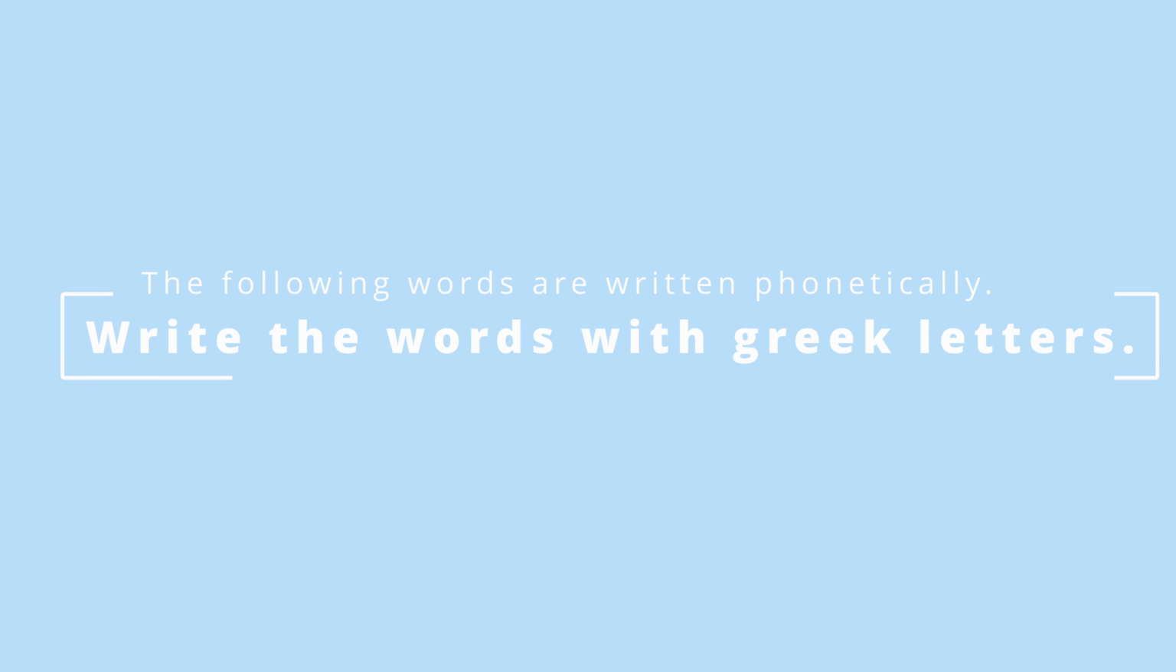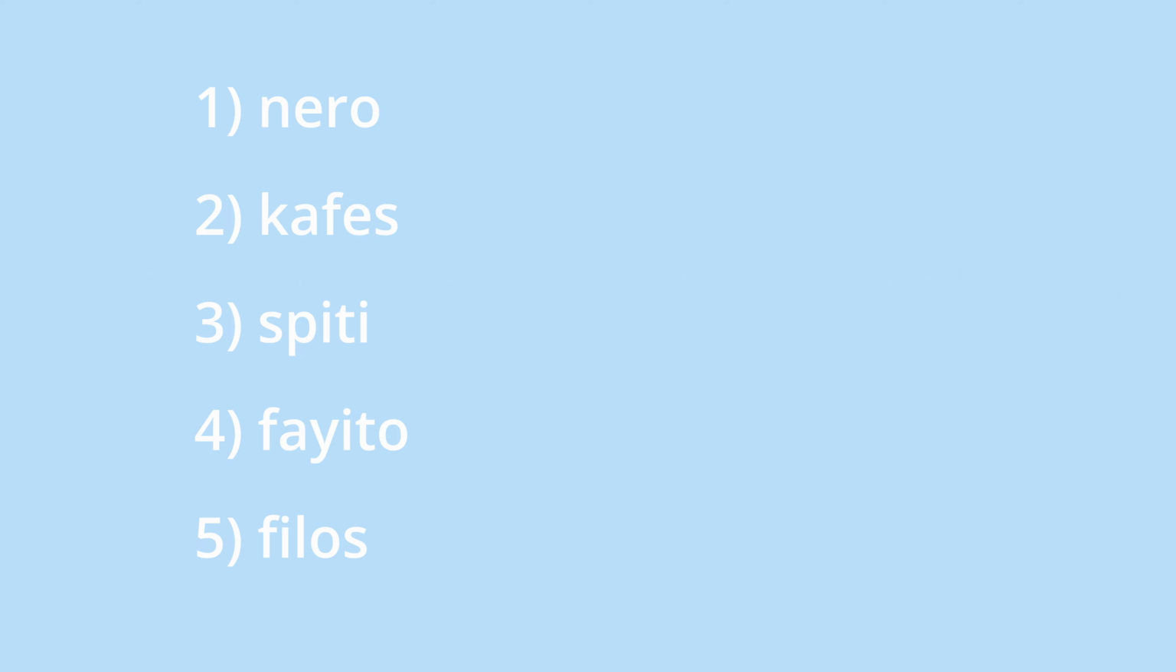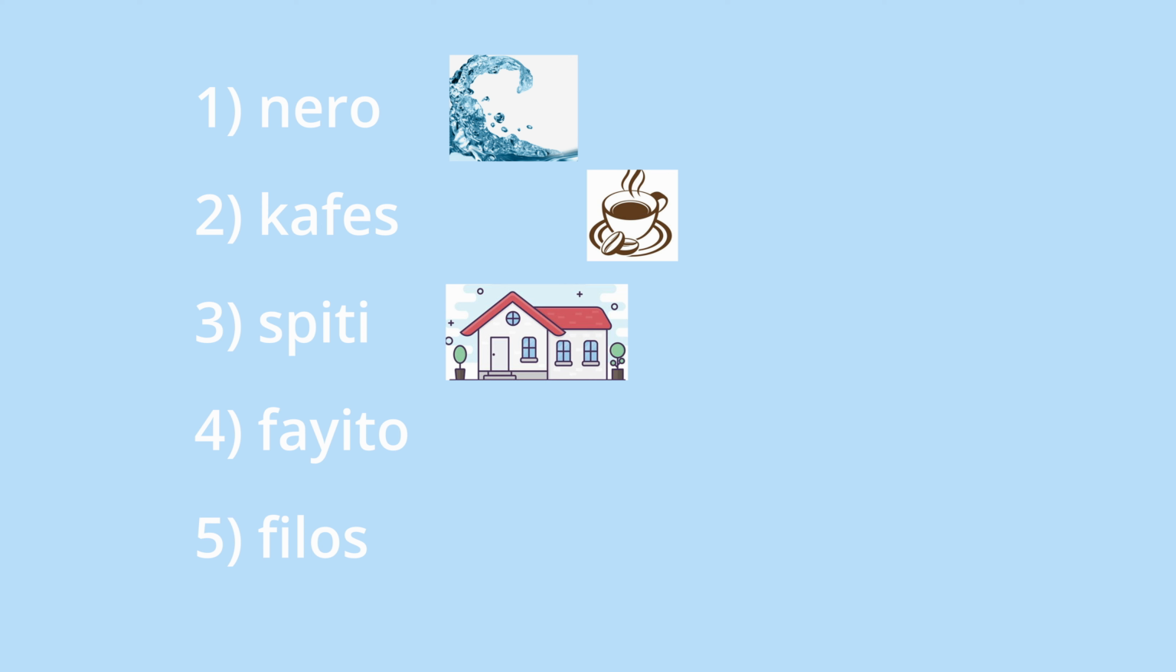Let's see our exercise. The following words are written phonetically, so you have to write them in Greek letters. I'll read the words once and then take your time to write them with Greek letters. Nero, water. Καφές, coffee. Σπίτι, house. Φαγητό, food. Φίλος, friend.